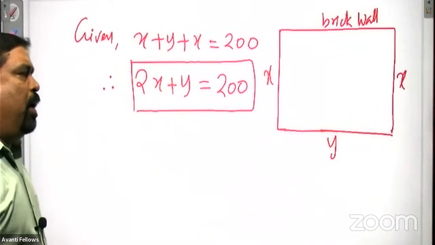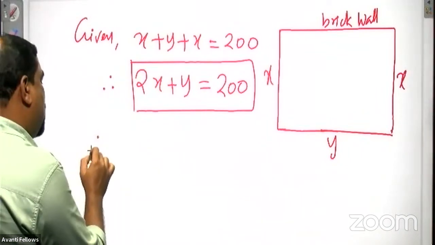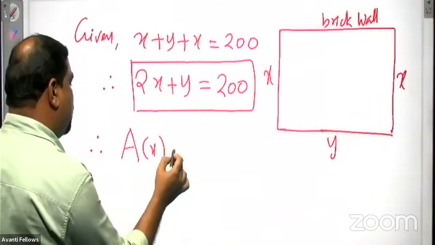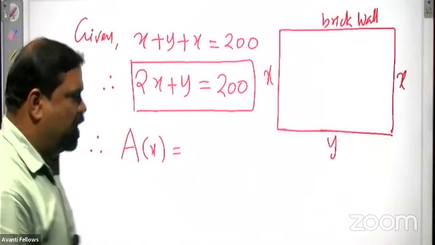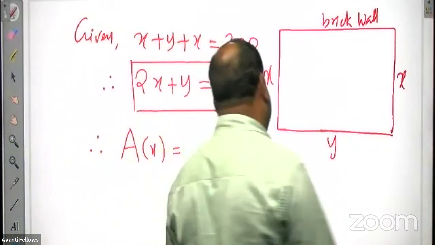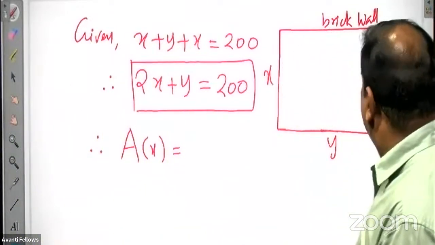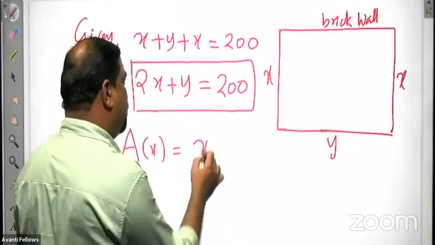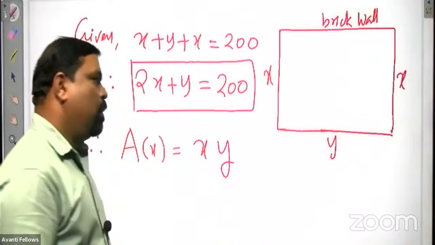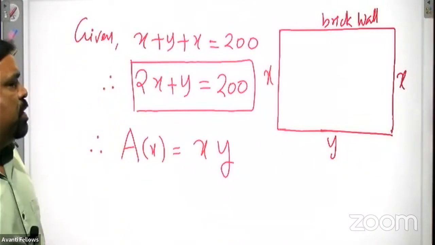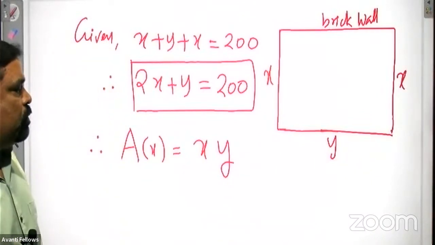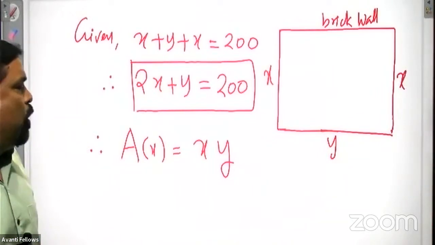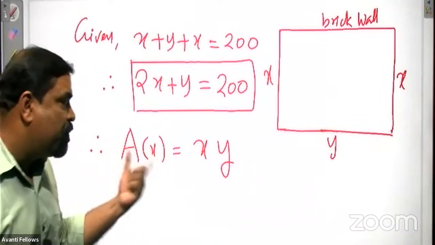Now we have to find the area of this garden in terms of x, that is given as A of x. The area of a rectangle, everybody knows, is length into breadth, that means x into y. Area is x into y. Now we have to express this completely in terms of x only.